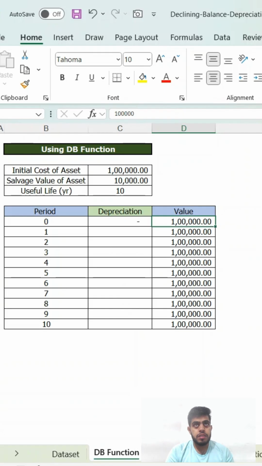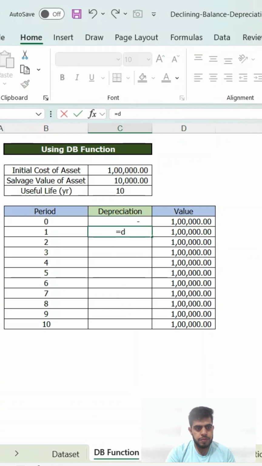So the first function is DB, which returns the depreciation of an asset for a specified period using the fixed declining balance method. Basically, it will take the depreciation in the first year, then reduce the value of the asset at the end of the first period, and compute the next depreciation on the balance like that. The syntax is very simple. We are supposed to give the cost, then salvage value, then life, which we have taken as 10 years, and the period, which we take from the base 10 cell, that is 1, and enter.